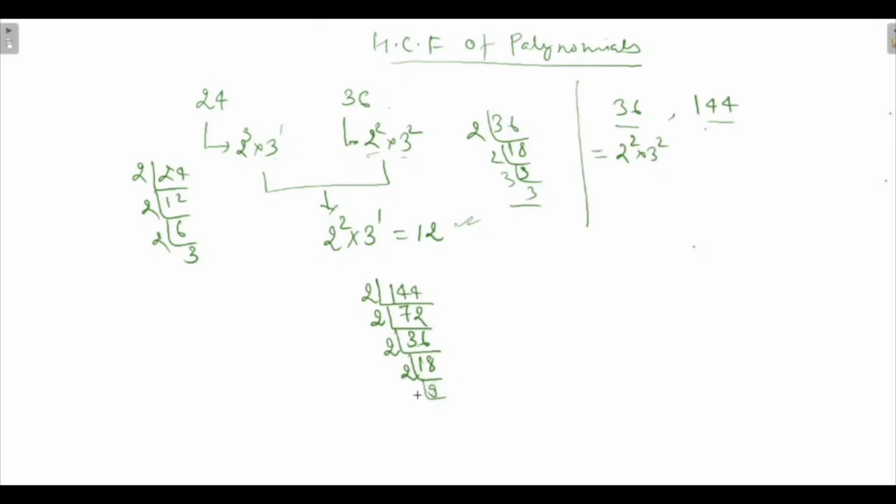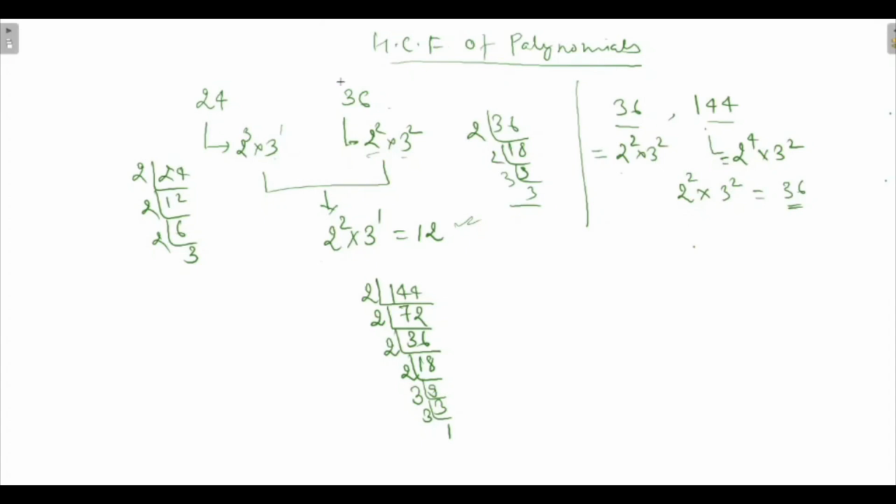Then I go to the next prime number, which is 3. I divide by 3 and I get 3, then no more. So the factors here would be 2 to the power 4 into 3 square. Now what can I take common from both of these? 2 square and 3 square, so 2 square into 3 square will be 36.